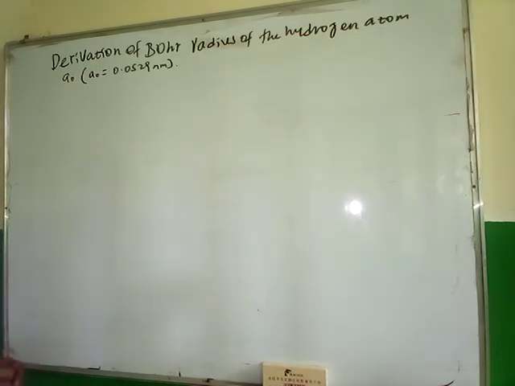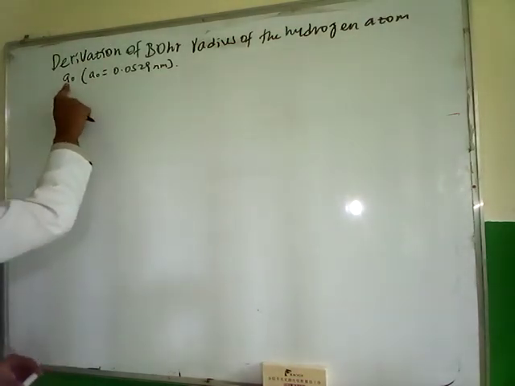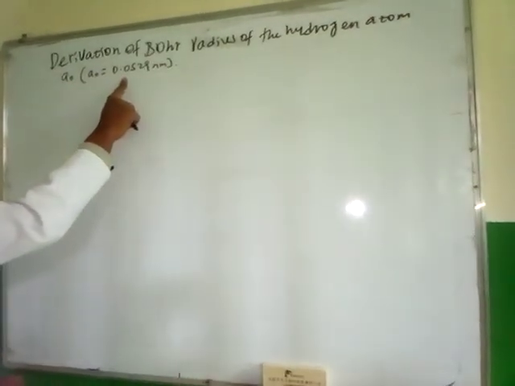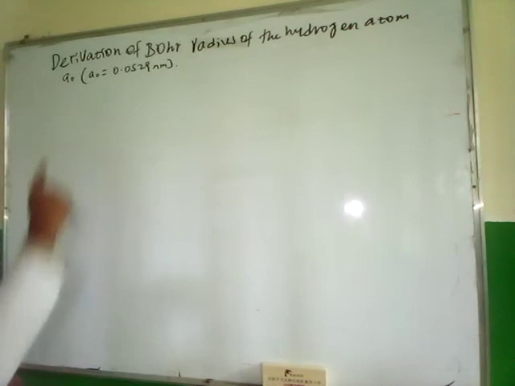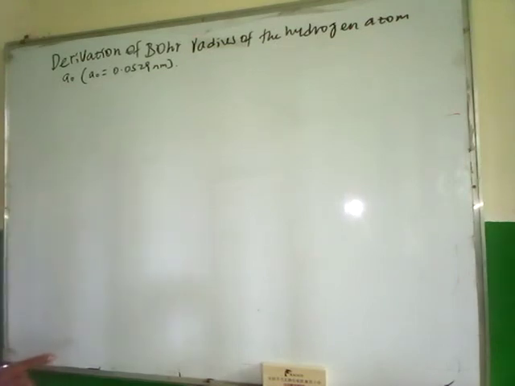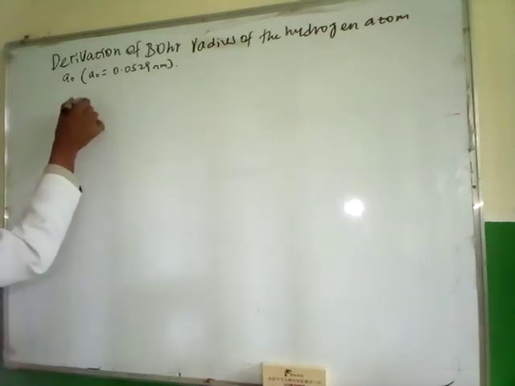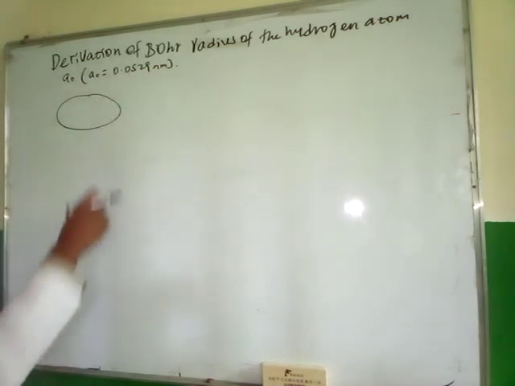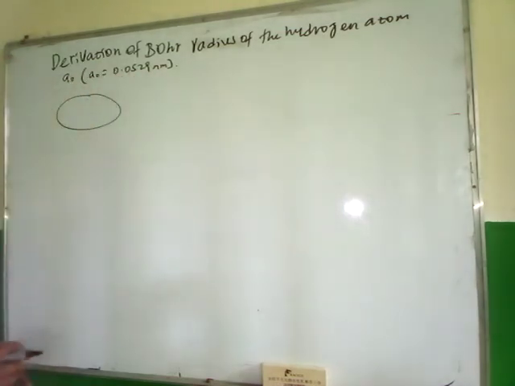Okay friends, in this class we will discuss how to derive Bohr's radius for the hydrogen atom, that is represented by a naught, which is the same as 0.0529 nanometer. So how is this radius calculated? Using the hydrogen atom model, Bohr was able to derive this number, or able to measure the radius of the hydrogen atom.